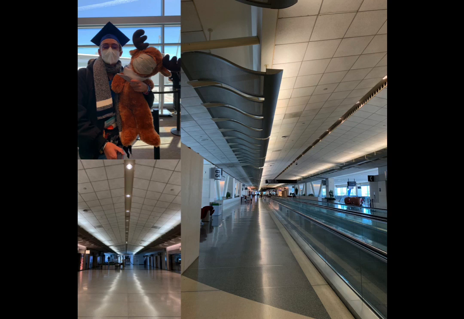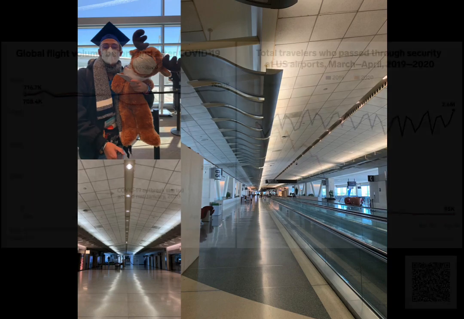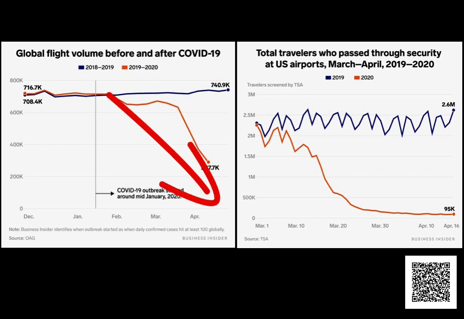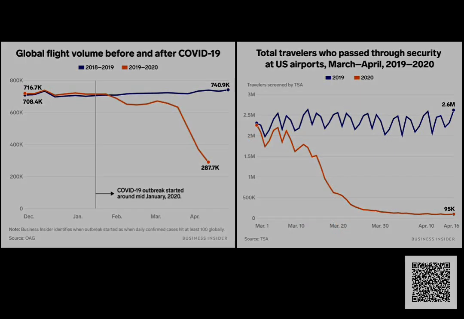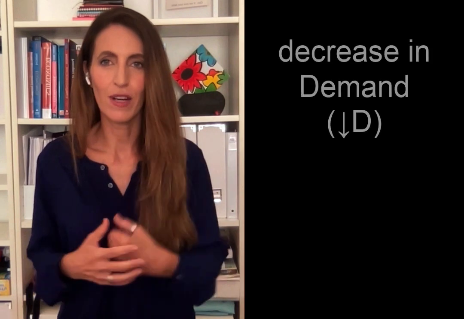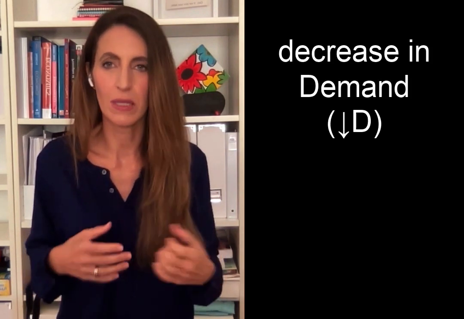Now, these photos, I took them at the San Francisco airport in June of 2020. SFO probably looked like any airport around the country. Empty. At that time, global flight volume decreased dramatically, as did the number of total people passing through security at all airports. People were too afraid to fly. I know I was. Were you? So while the pandemic made people want a lot of some stuff, like groceries, it made them want a lot less of others, like air travel, office attire, even gas, as millions of people started working from home. This is a phenomenon economists call decrease in demand.